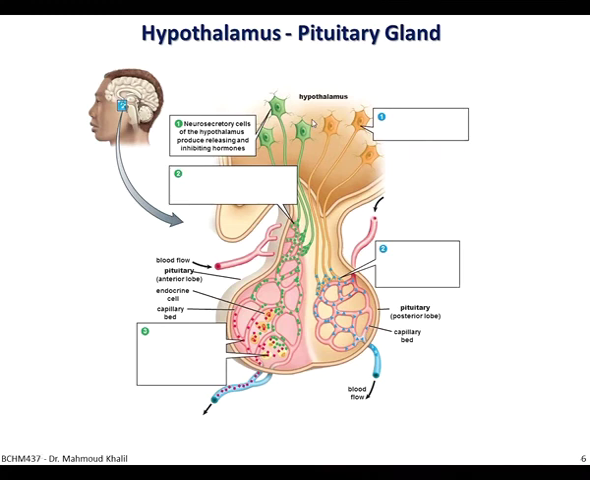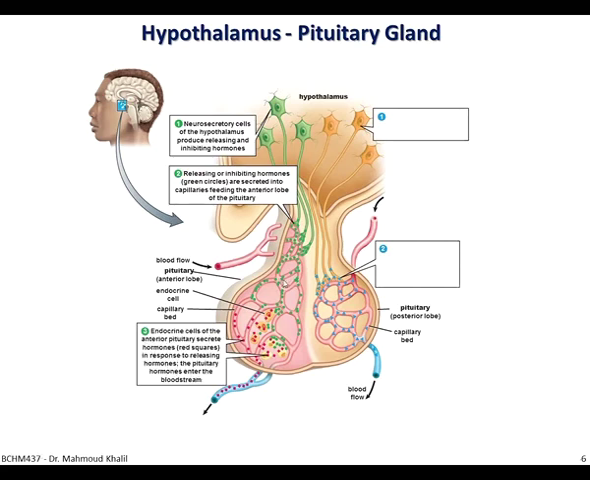So you can see initially, the neurosecreting cells of the hypothalamus produce the releasing hormone. It's not only the releasing hormone, it can produce the inhibiting hormone as well. This releasing or inhibiting hormone, the green circles you can see, is secreted into capillaries feeding the anterior pituitary gland.